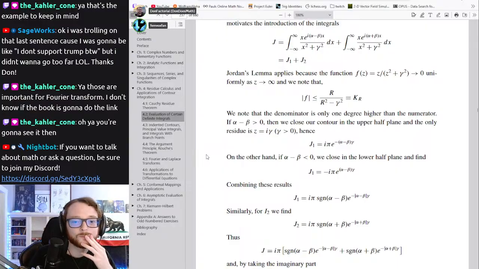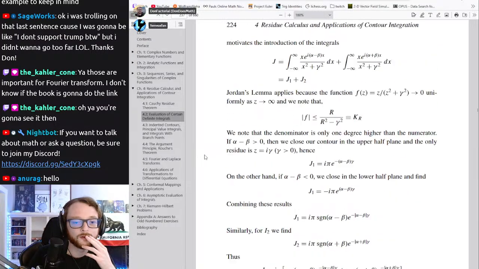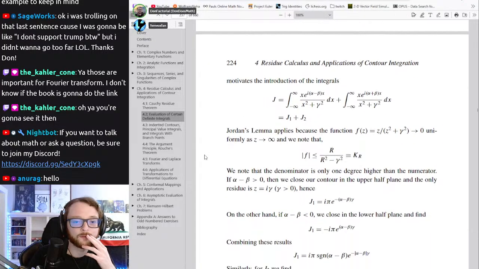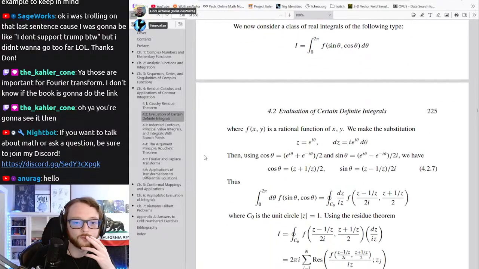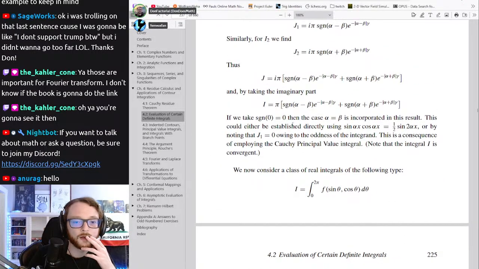Now, what about if alpha was equal to beta? That's the other thing I was wondering. They address that at the end. They did say that? Okay. If we take sine of 0 equal to 0, then alpha equals beta is incorporated in this result. Towards the bottom of the page.